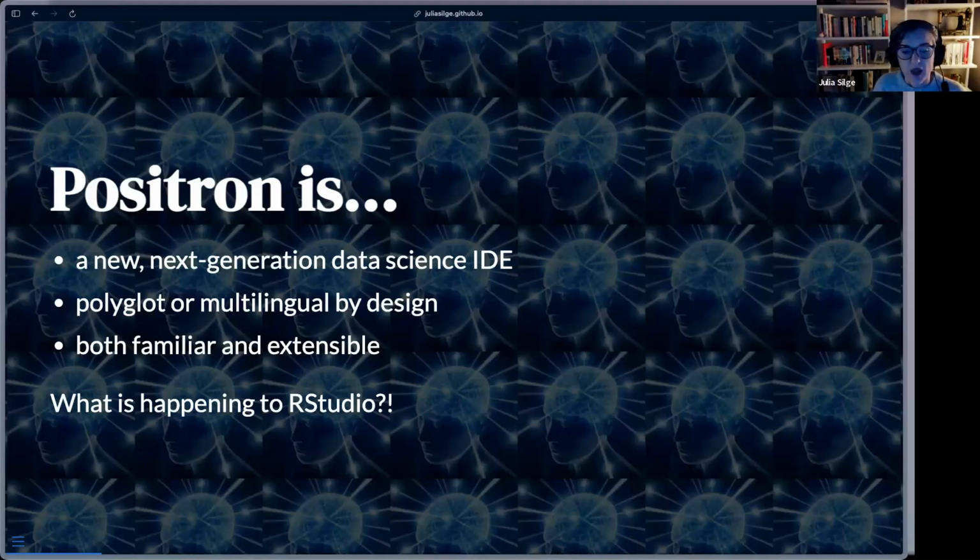So RStudio is not going away. RStudio is used by millions of people every week, and we expect people to use RStudio for many, many years to come for their real work. If you are very happy with RStudio, then it's uncertain if it really makes sense for you to switch. And RStudio is being maintained, is not being deprecated.